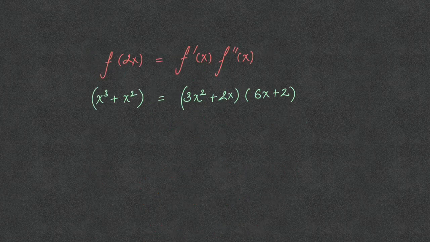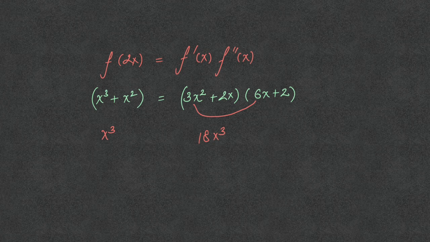Now it is given that f of 2x is equal to f dash x into f double dash of x. Take another example. If the function is x cube plus x square, f dash x will be 3x square plus 2x and f double dash x will be 6x plus 2. So if we compare this, 3x square will multiply with 6x and give us 18x cube, which is the highest degree on the right hand side, and x cube is the highest degree on the left hand side.